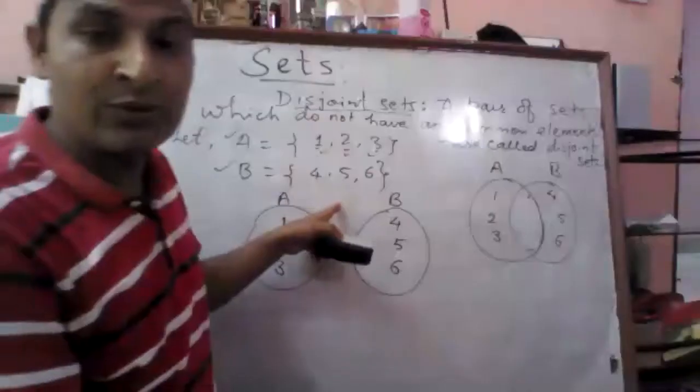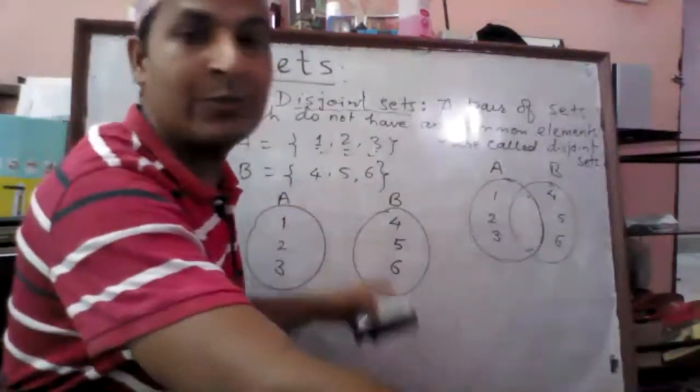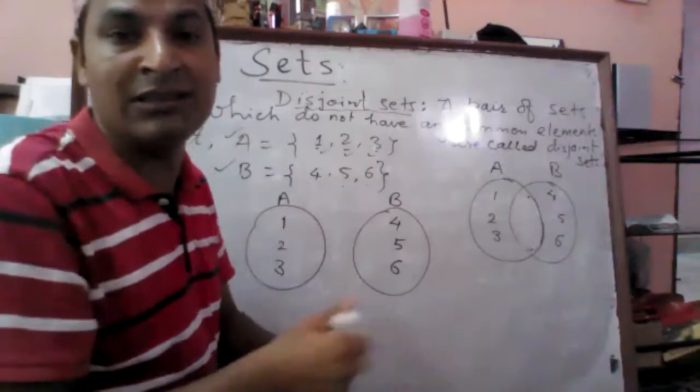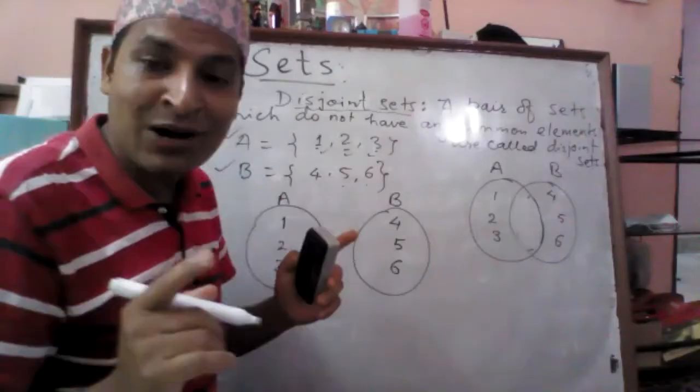Okay, now look here, please. We know that if there is no common element, then such a pair of sets is called what? Everybody speaks, please. Disjoint sets. Very good.